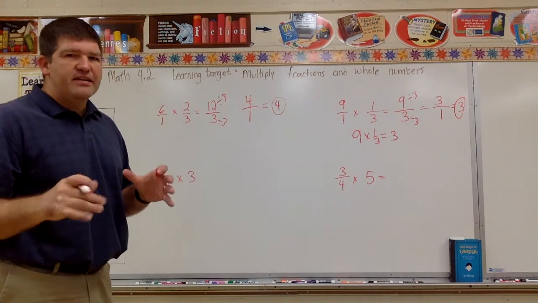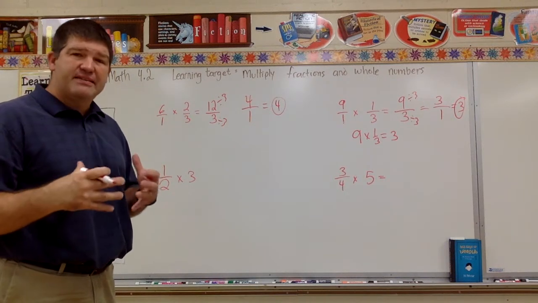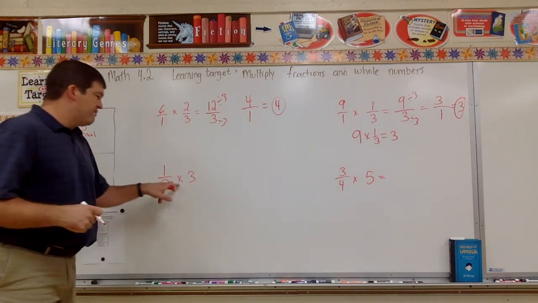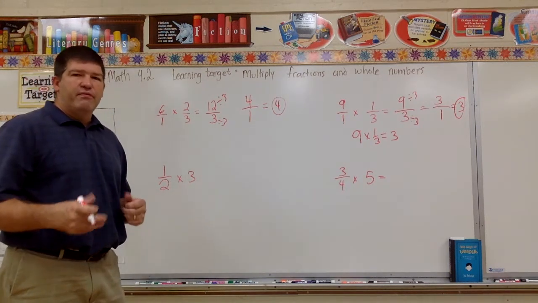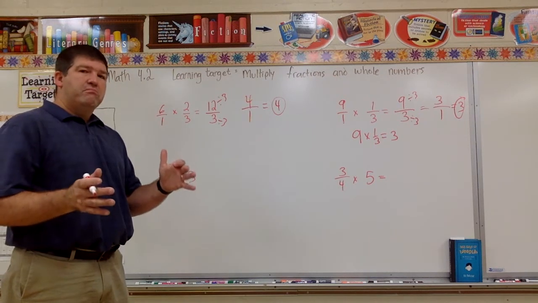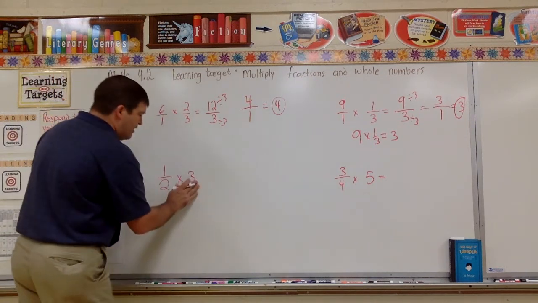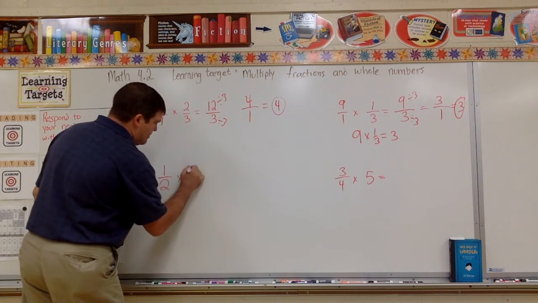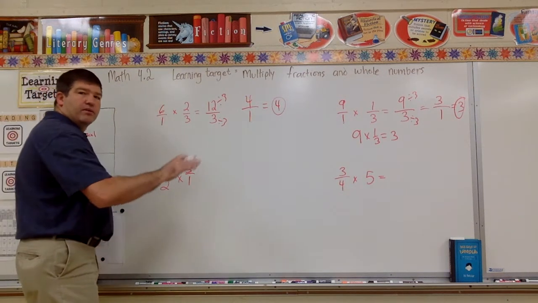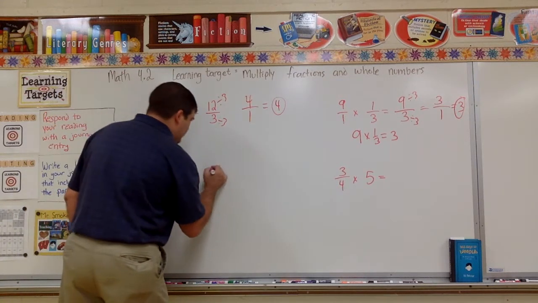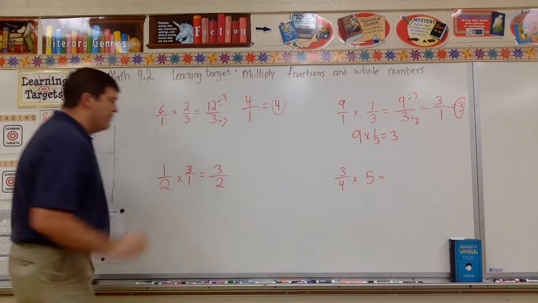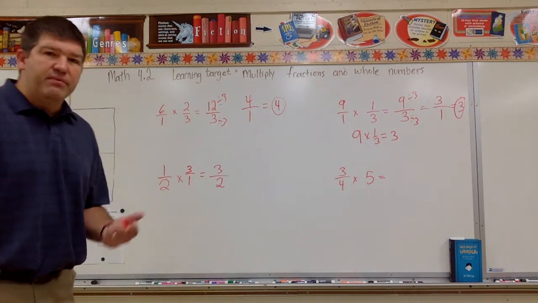Sometimes you get something that comes to be a mixed number. Okay? So let's look at that. 1/2 times 3, or 1/2 of 3. I know my answer is going to be less than 3, so let's go for it. I want to make this 3 over 1. Okay? Now I can just multiply across. 1 times 3 is 3. 2 times 1 is 2. Now, I have 3 over 2.